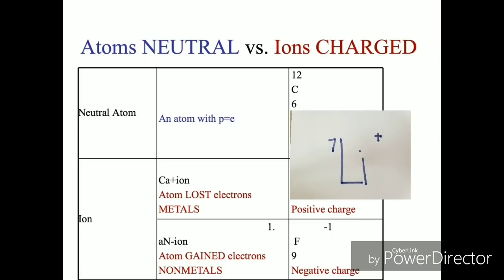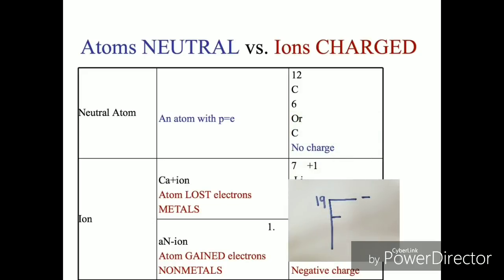Lithium has a +1 ion. That means lithium has lost 1 electron. So instead of having 3 electrons, a lithium ion only has 2. Fluorine has a -1 charge because it has gained an electron. Instead of having 9 electrons, fluorine ions have 10.